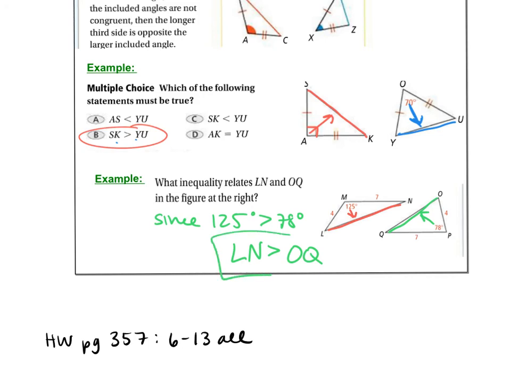Okay, hopefully you got that LN was greater than OQ, right? And that's because we have 4 and 7, so 4 and 7, so here's our included angles, this one and this one. Then we have to compare them, right? 125 is bigger than 78, so that means the one across from 125, which is LN, is bigger than the one across from 78, which is OQ. All right, that's 5.7. Enjoy.